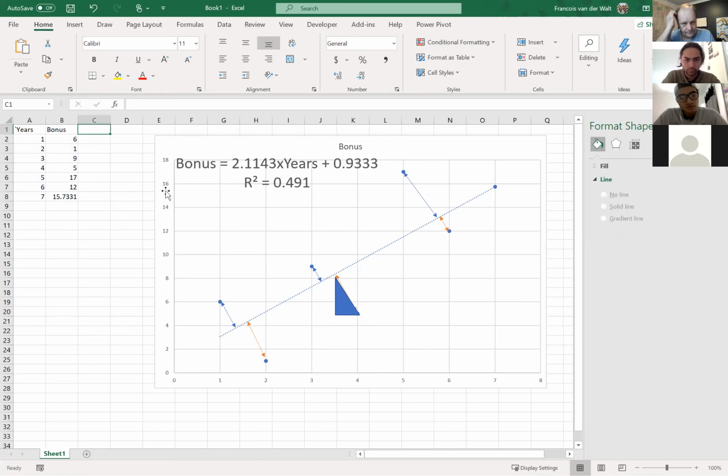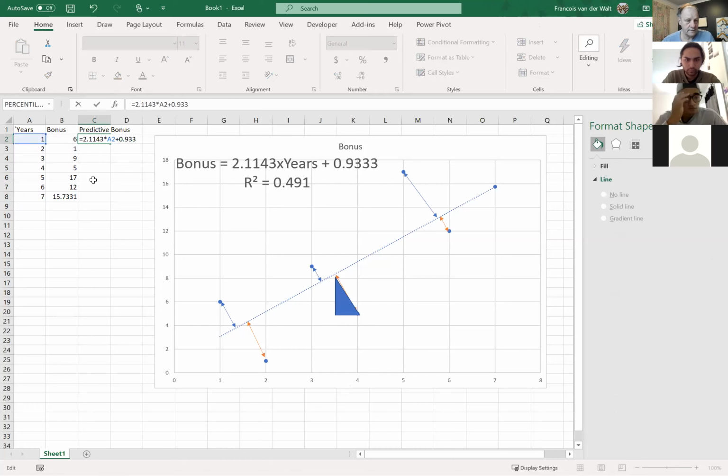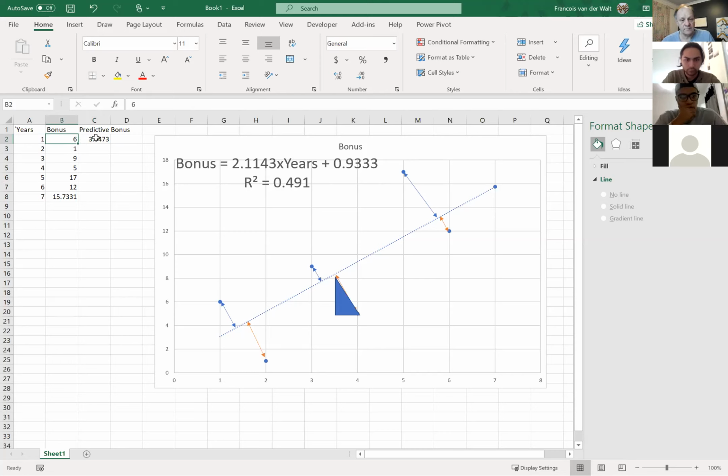If I do the predictive bonus, and I put this formula in here, and I say equal to, okay, I've got the formula here at the end already. Control C, V. So in the first case, this was the actual value that I got, but I would have predicted it should have been 13. So I got 12, but my predictive line would have said, no, it must be a 13. You see where I get these points from? You see where I filled in this formula, 2.1143 times the year. Okay, let me zoom in.